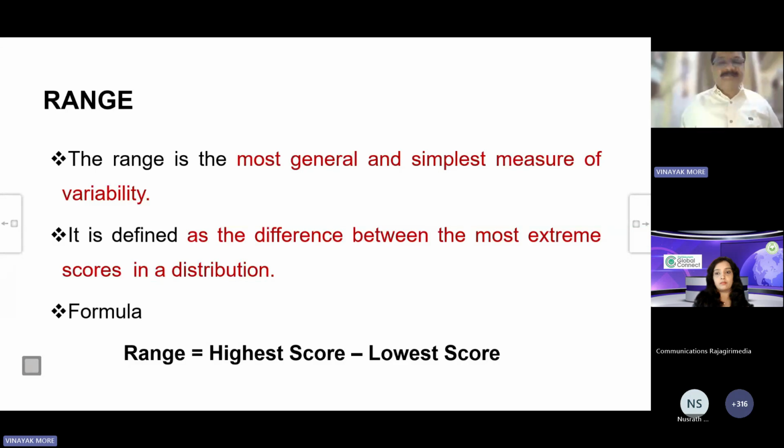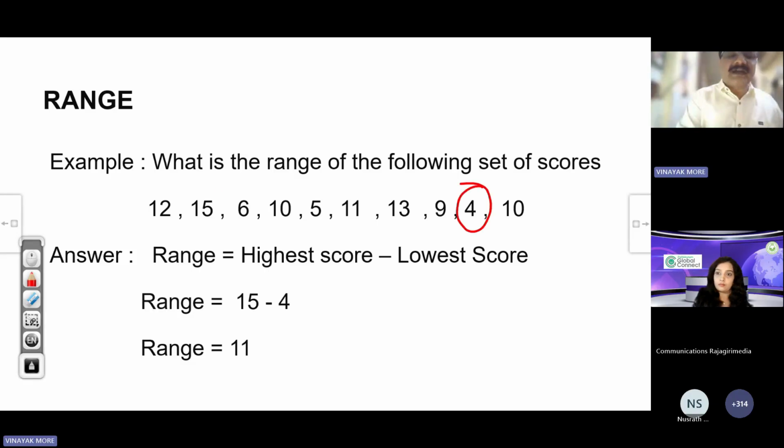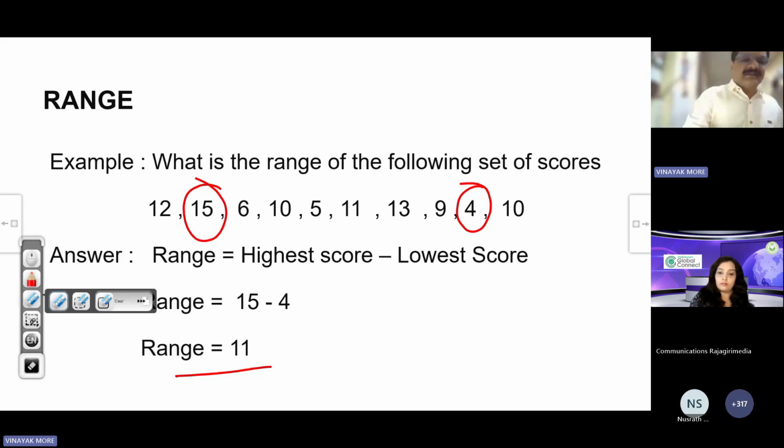For example, this is the data. These are a few students who answered the questions in this exam, and you have to find the smallest number, and you can see 4 is the smallest number. You have to find the highest number, that is 15. So the lowest score is 4, the highest score is 15, and you can just subtract it and you will get the range. That means the data is scattered in 11 marks. So this is simple again.